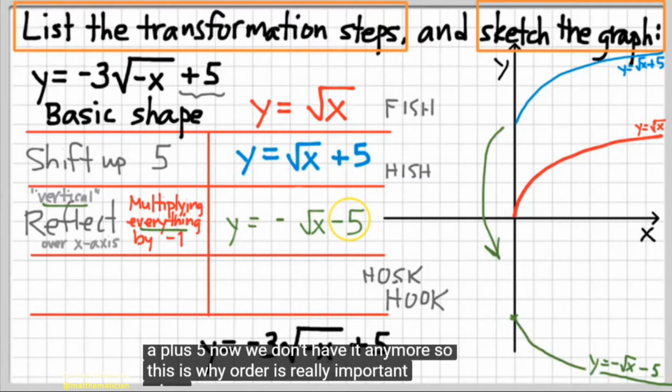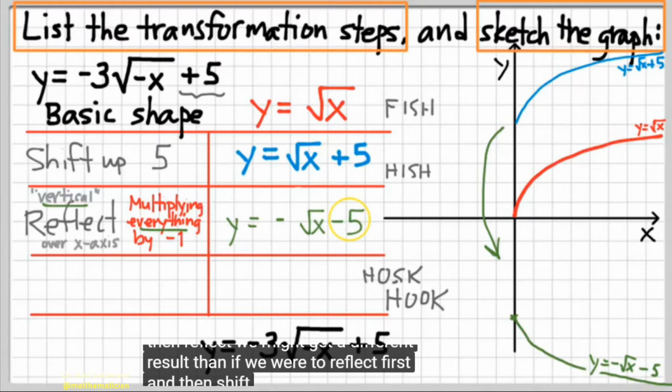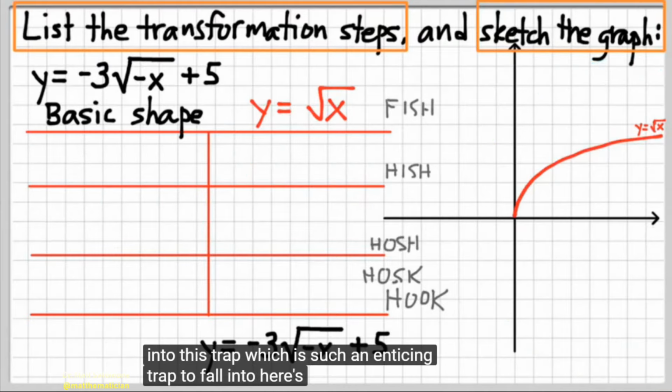So this is why order is really important when you're listing multiple steps along the line. Because if we shift first and then reflect, we might get a different result than if we were to reflect first and then shift. So we could end up getting something that we wanted and then losing it later on down the line if we're not careful. So here's my recommendation for how to avoid falling into this trap, which is such an enticing trap to fall into.